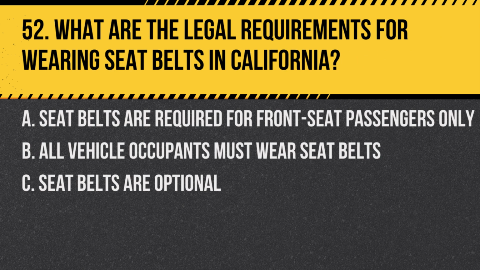Question 52. What are the legal requirements for wearing seat belts in California? A. Seat belts are required for front seat passengers only. B. All vehicle occupants must wear seat belts. C. Seat belts are optional. Answer. B. All vehicle occupants must wear seat belts. California law requires all occupants of a vehicle, both front and rear seats, to wear seat belts.